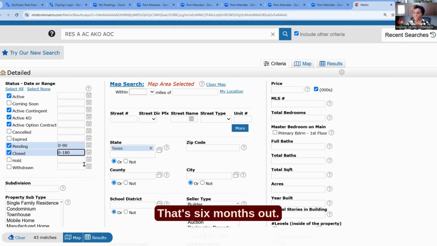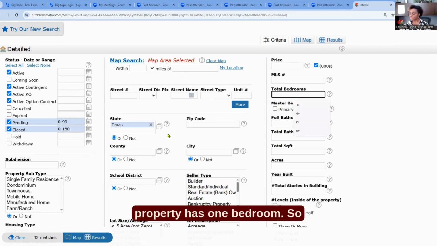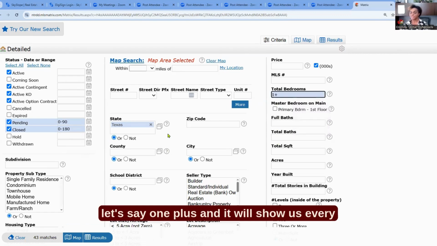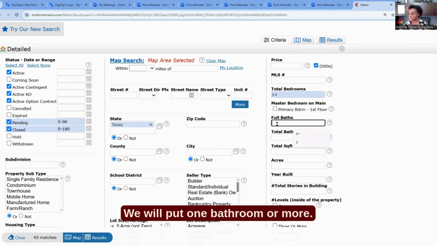That's 6 months out. Now, remember, we were assuming that our subject property has 1 bedroom. So let's say 1+. So it will show us every property that matches this criteria. In this case, 1 bedroom and up, 1 bedroom or more. Also, we're going to put 1 bathroom or more.